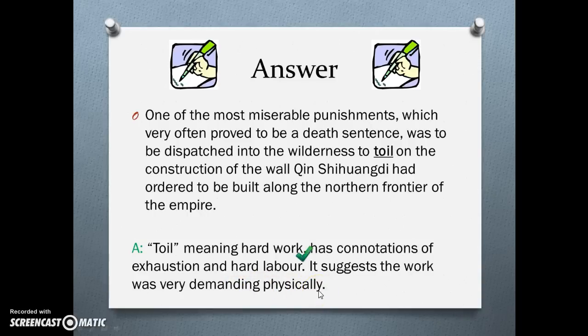So if we look at where I'm getting the marks, I get a mark for this part of my answer: toil, meaning hard work, has connotations of exhaustion and hard labour. And I pick up my second mark from this part here: it suggests the work was very demanding physically. Two marks, a very robust answer.